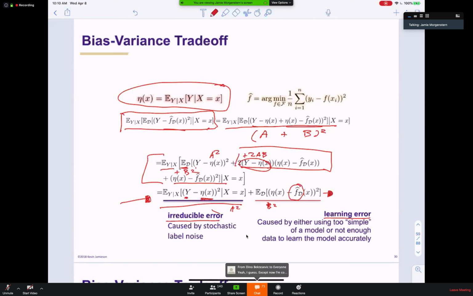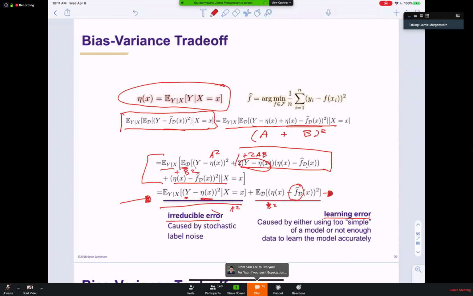Jamie is suggesting it might be easier for you to explain rather than we type in the chat. Could you explain how do we get rid of 2ab, and also what's the difference between f hat and eta? Yeah, so let's start with the second one.